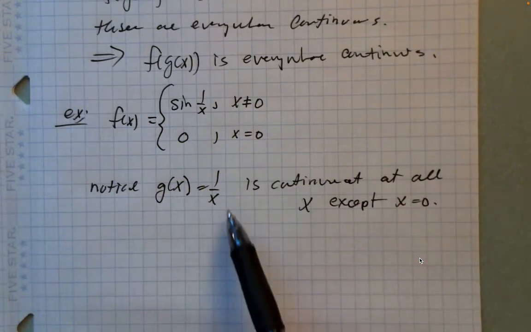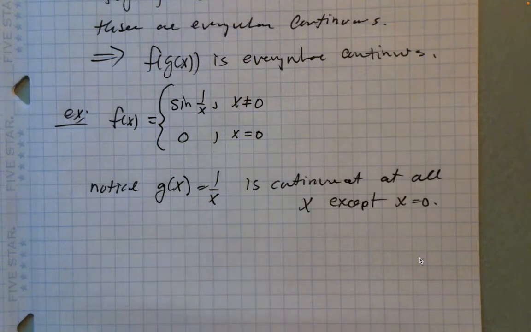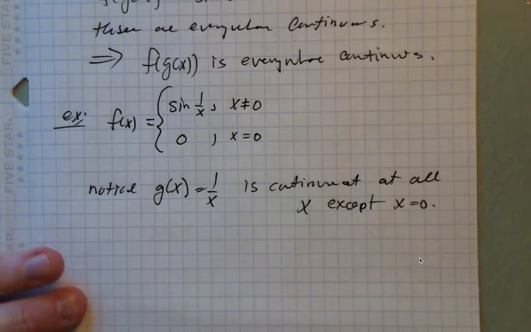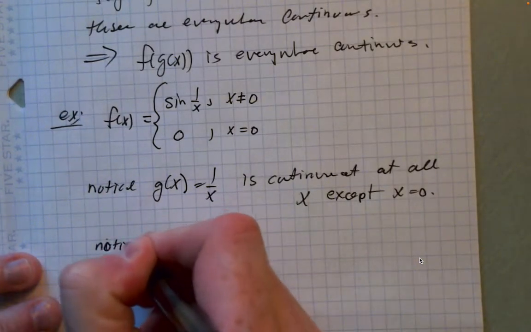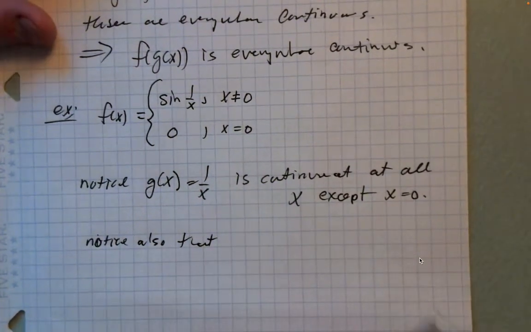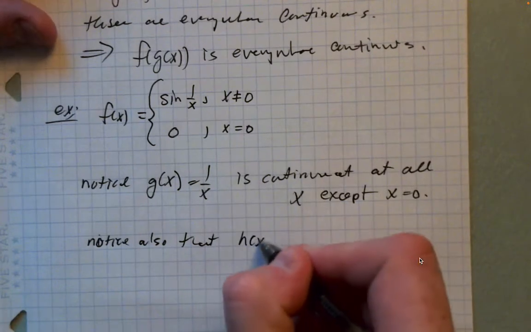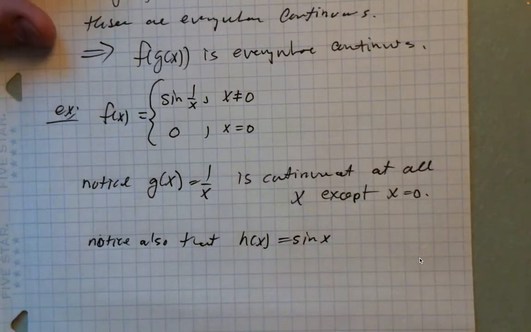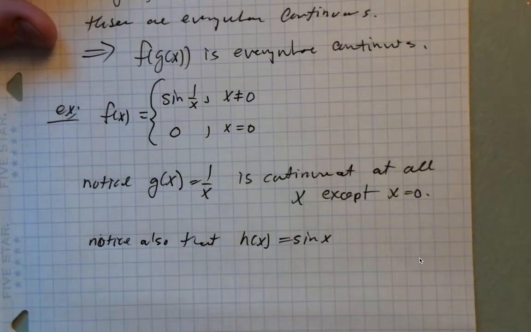Naturally you can plug in any x here and you get no problems, and the limit would be equal to the evaluated values as well, except at x equals 0, because you've got this asymptotic behavior. Now, notice also that the outside function h of x equals sine of x is continuous everywhere, at all real numbers.